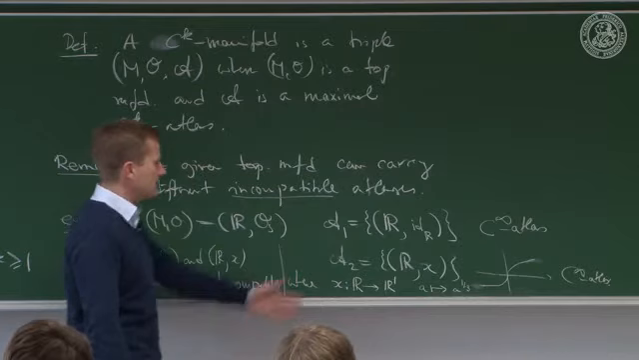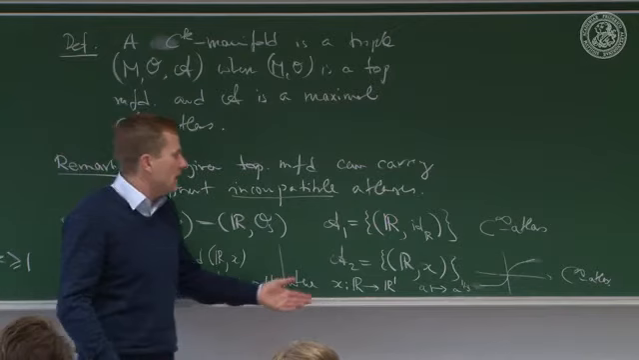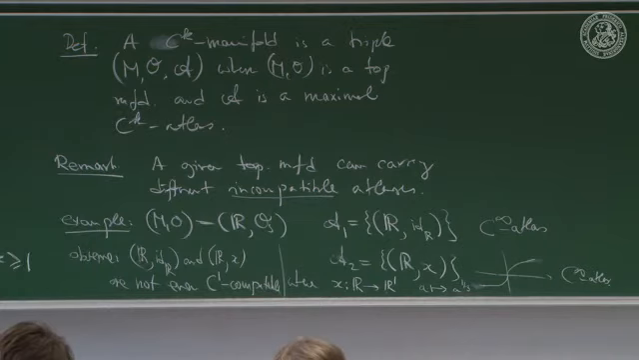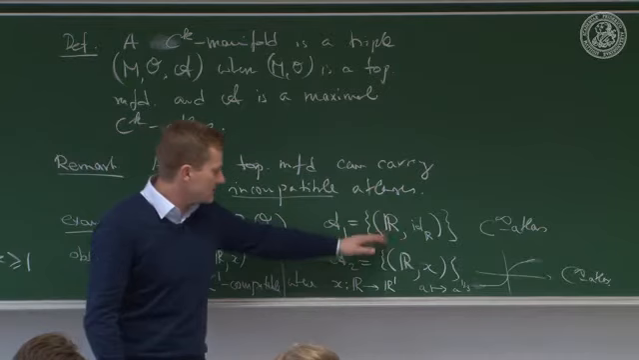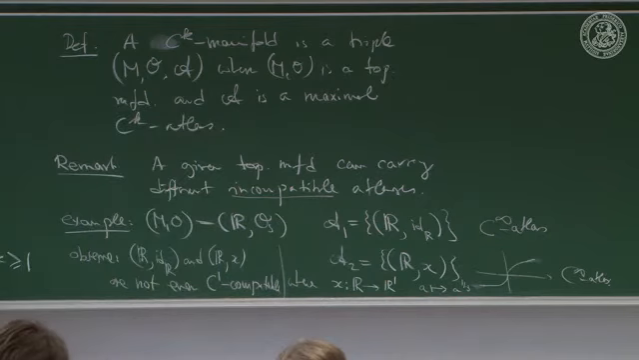As long as there are parts of different atlases, that's not a problem, but I couldn't put them together into the same atlas and get a C infinity atlas. There would be an incompatibility. That means I can equip the real line with at least, well, this is just one example, with at least two different incompatible C infinity structures.